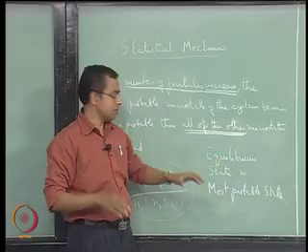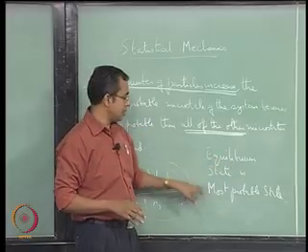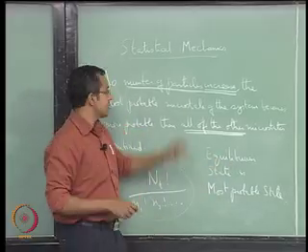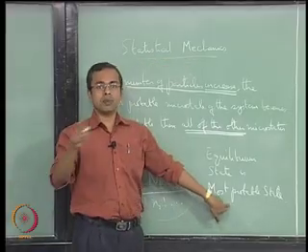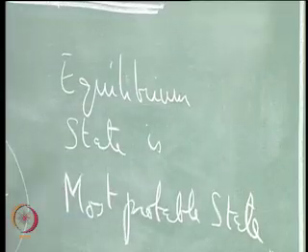It looks at large systems where, because of the nature of the system, the equilibrium state is the most probable state, and statistical mechanics provides you with all the tools of getting you the properties of the most probable state. So this is the general idea.